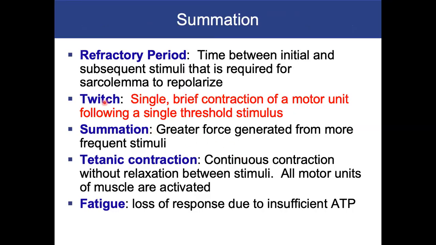Summation, the third one down, is a greater force generated from more frequent stimuli, and I'll show you that in a second. Tetanic contraction is continuous contraction without relaxation of the skeletal muscle between stimuli. All motor units of that muscle are activated. And then fatigue is loss of response due to insufficient ATP.